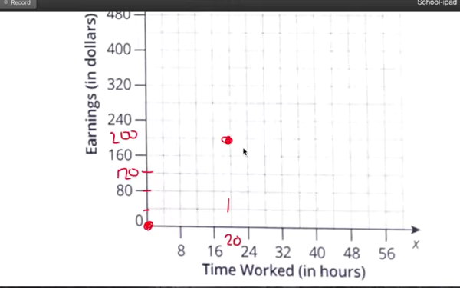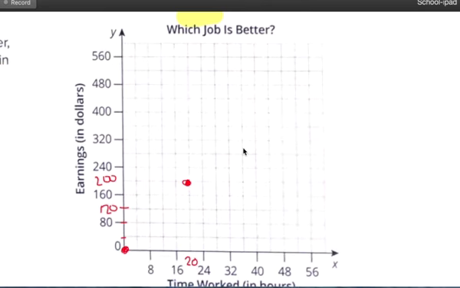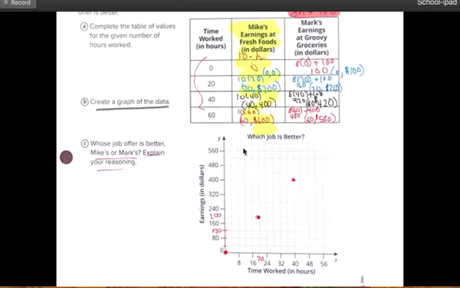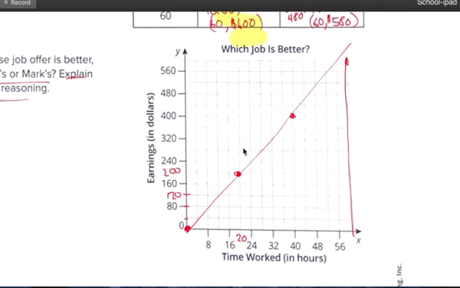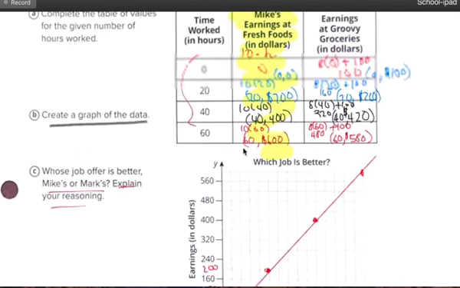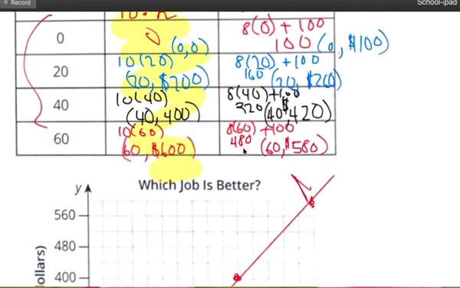And then 40 is at 400. Right there. And then 60 is at 600. All the way to the top. And this is, whose line is this? I swear I didn't have time to tell you. When you're graphing, you need to label whose line this is. This is Mike. Okay, you need to label the line Mike.